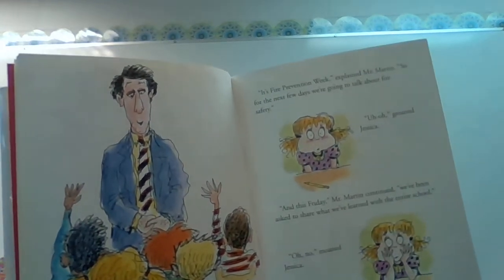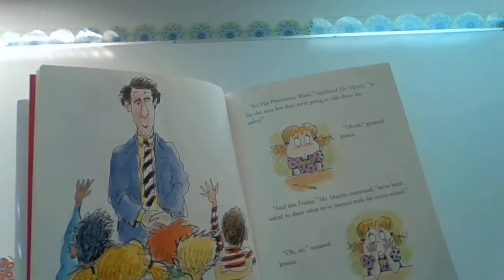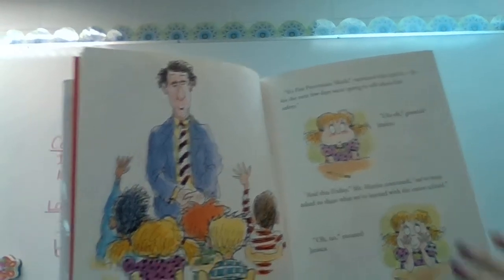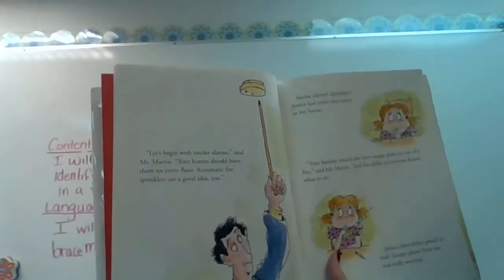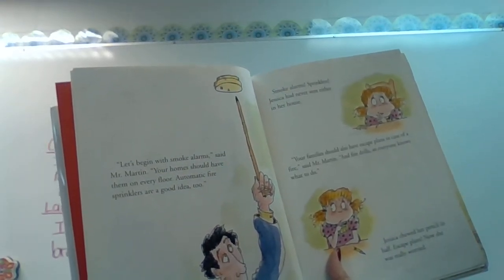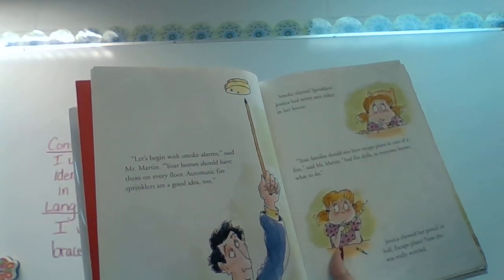"Uh-oh," groaned Jessica. "And this Friday," Mr. Martin continued, "we've been asked to share what we've learned with the entire school." "Oh no," moaned Jessica. "Let's begin with smoke alarms," said Mr. Martin. "Your home should have them on every floor. Automatic fire sprinklers are a good idea too."